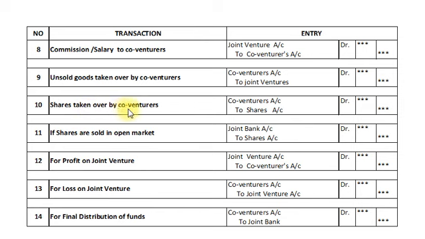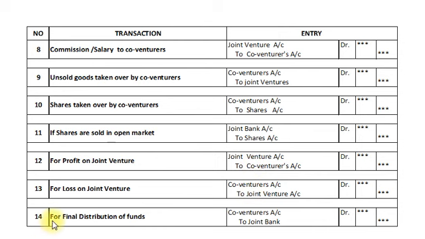Shares taken over by co-venturers. Co-venturers are the receivers. So co-venturers account debit to shares account. If shares are sold in the open market, our accounting entry will be joint bank account debit to shares account. For profit on joint venture, our accounting entry: joint venture account debit to co-venturers account, because profit will be distributed to co-venturers account. For loss on joint venture, our accounting entry will be co-venturers account debit to joint venture account. Reverse entry then for profit.